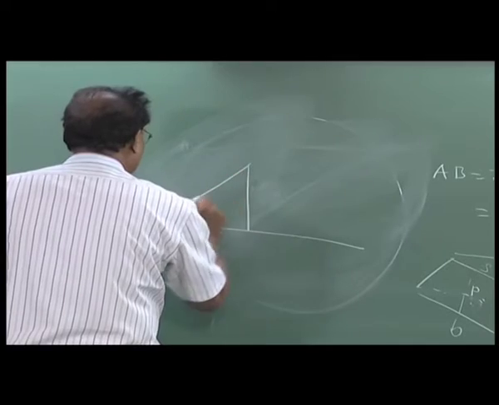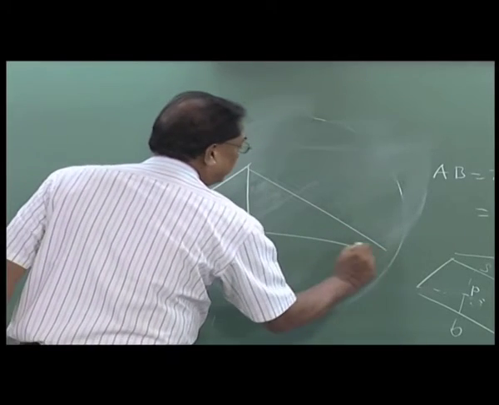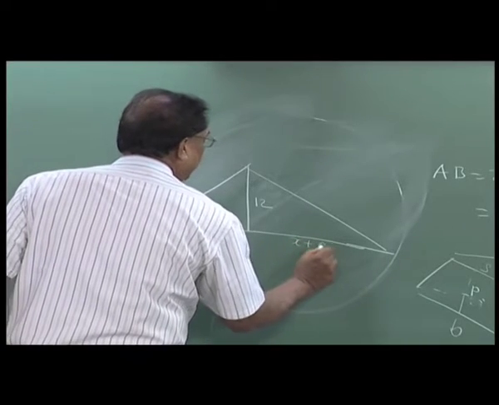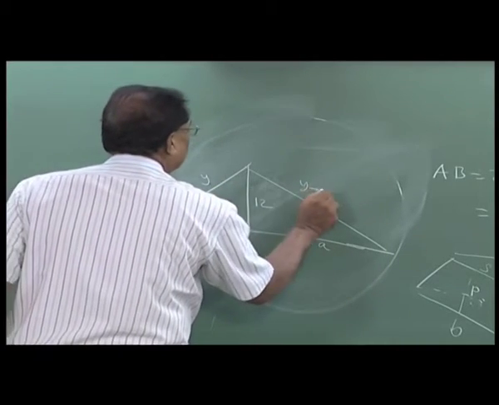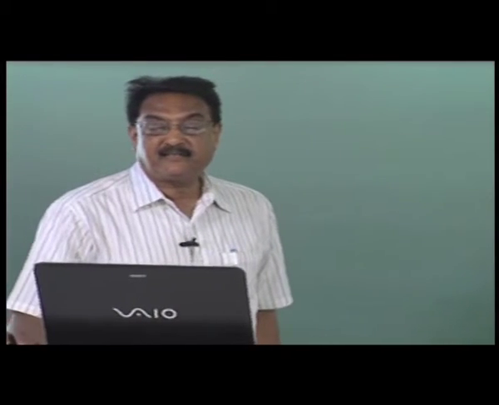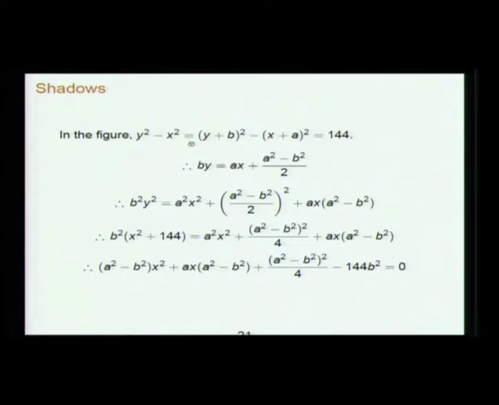So, two shadows at two different times is there. So, this is 12. So, this is x, this is x plus a. So, this is y, this is y plus b. So, in that case clearly y squared minus x squared is 12 squared, and also y plus b whole squared minus x plus a whole squared is also that. So, you get by is equal to ax plus a squared minus b squared and so on. So, finally y is given in terms of x basically by this equation.